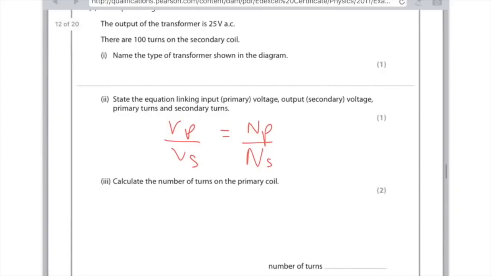So now we're calculating the number of turns on the primary coil, so I'm going to be using that equation, and X is therefore NP here. And then let's substitute what we know. We know that there are 100 turns on the secondary coil.